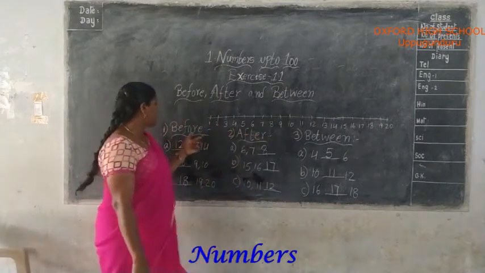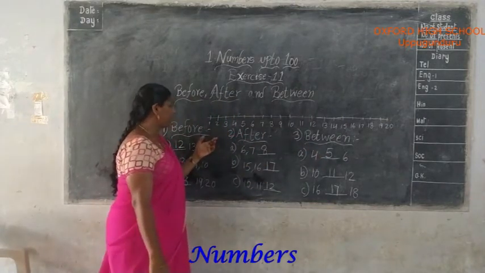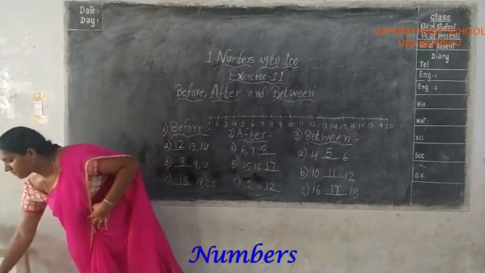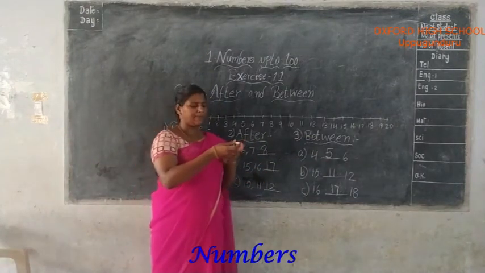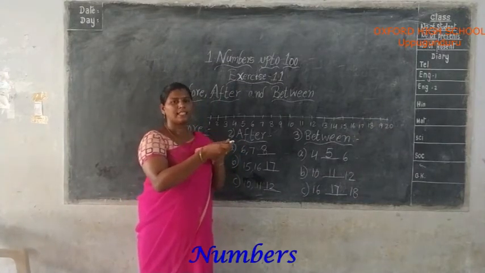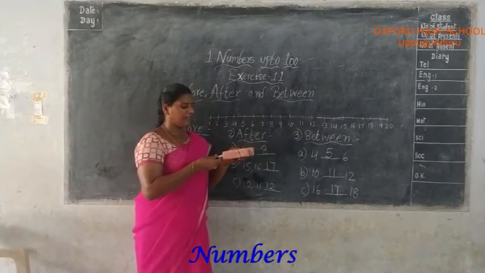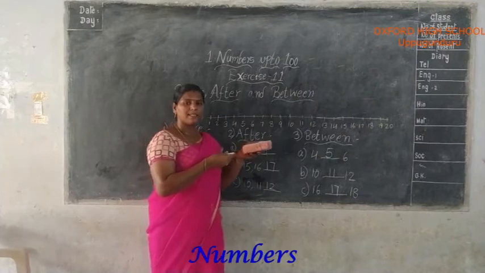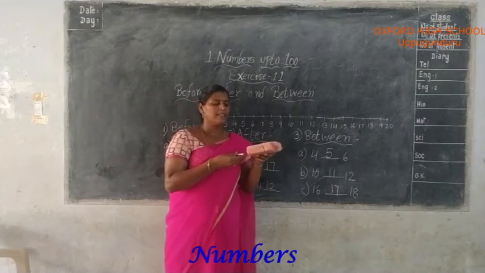Okay, this is before, after and between. See, for example, before. Here we put a duster and a chalk piece. Chalk piece is before the duster. Next, here we put this chalk piece. Chalk piece is after the duster.